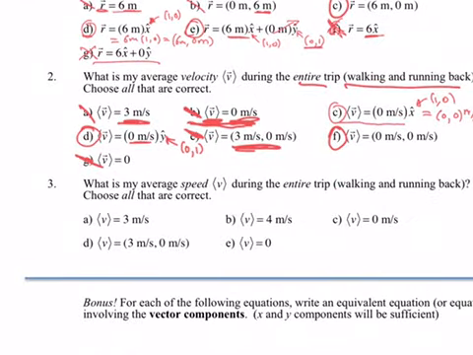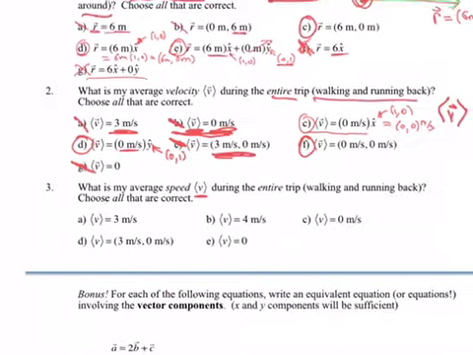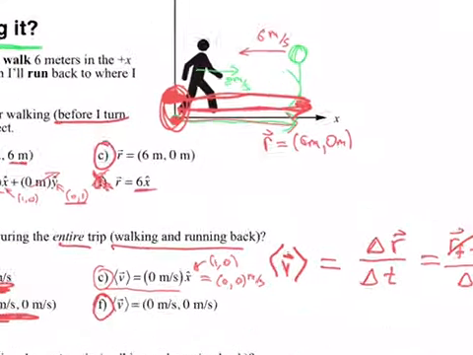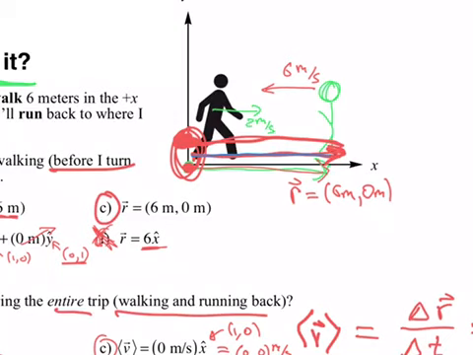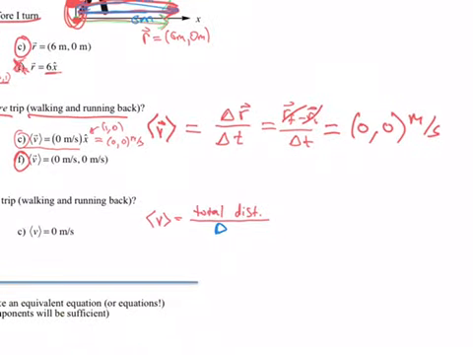All right, so let's check out this last one. What is my average speed, which is a scalar, not a vector, during that entire trip running and walking back? So average speed is defined as the total distance, and again, this is the distance along that path traveled, right? So up here, we traveled along a path where we went this way, and then we turned around and we came back this way. So we first went 6 meters to the right, and then we went 6 meters back. So that total distance, right, and this is divided by the time. So that total distance is going to equal 12 meters, 6 meters plus 6 meters.